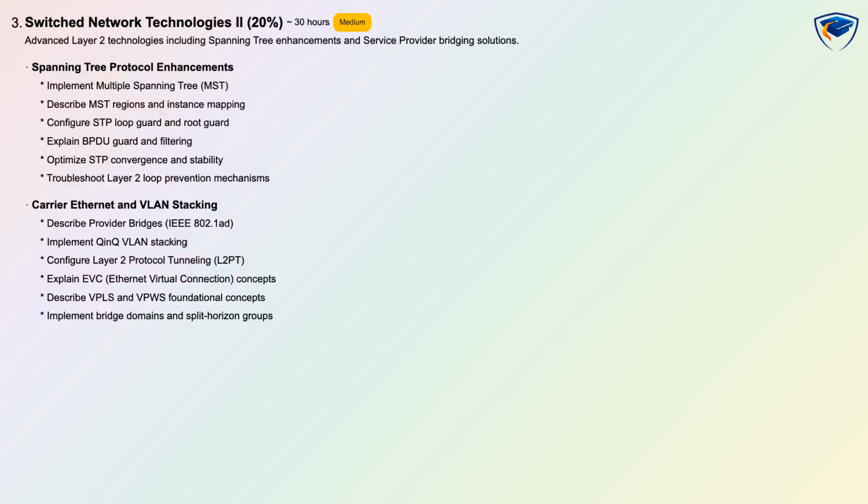You will implement multiple spanning tree, configure MST regions and instance mapping, and use LoopGuard, RootGuard, and BPDU Guard to optimize convergence and prevent loops. In Carrier Ethernet you will learn provider bridges 802.1ad, VLAN stacking, Layer 2 protocol tunneling, EVC concepts, and foundational VPLS and VPWS principles including bridge domains and split horizon groups.